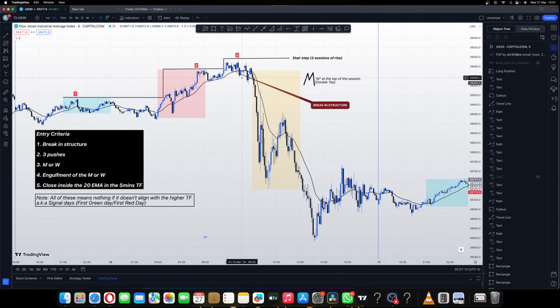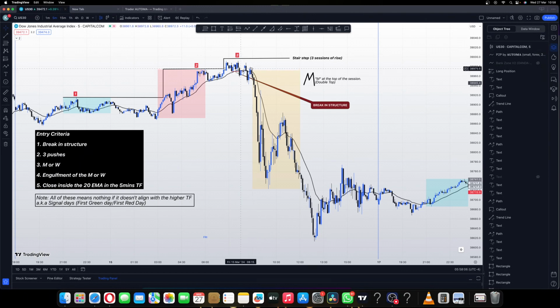Then we'll now start looking for 3 pushes to the upside. Like I said, these 3 pushes are subjective, but clearer in the 1 minute. So even if you are not sure of your 3 pushes or your M or W, that is where this close inside the 20 EMA comes into play. If you can have all of this, perfect. But if you have like 3 of this, we already have our M at the top, double top, and an engulfment of that M already. So we're already done.